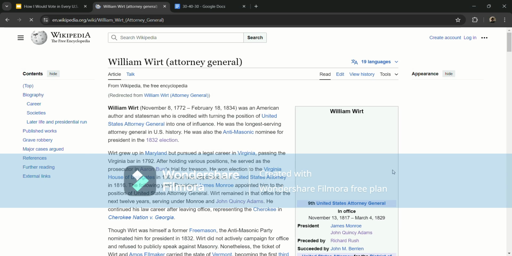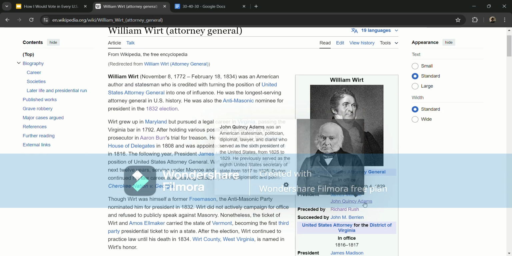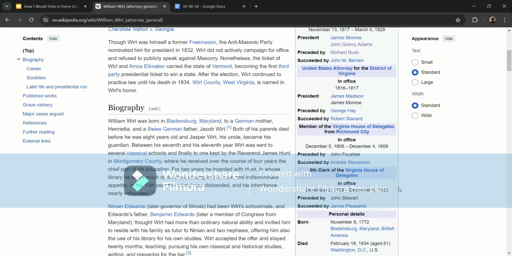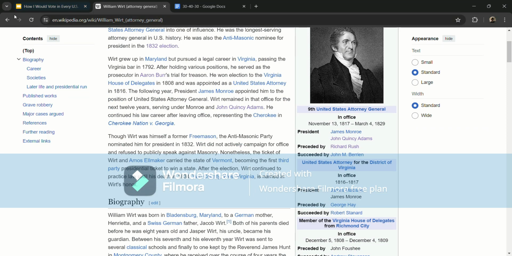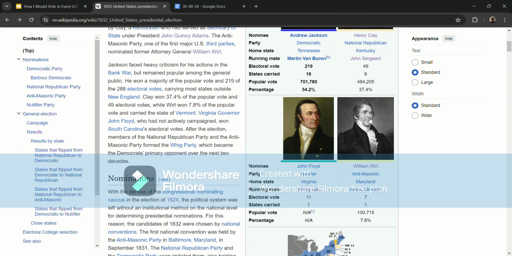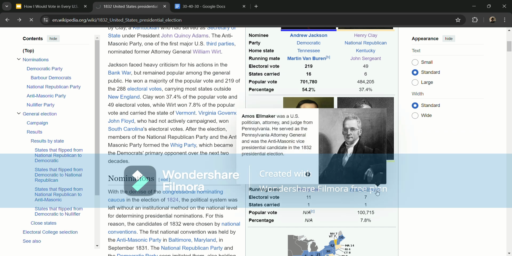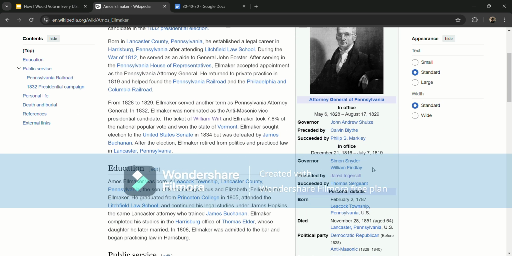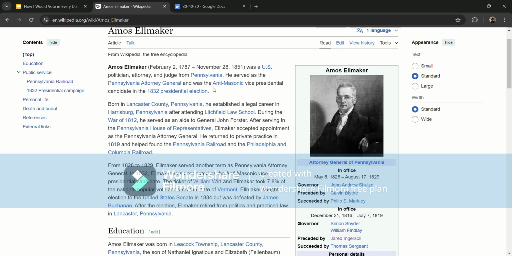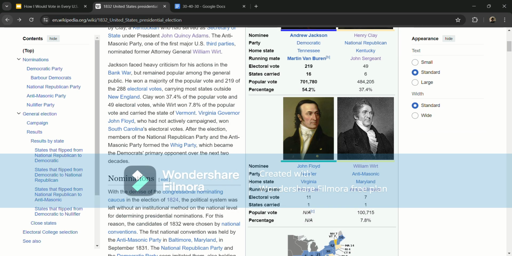So again, like I said, he was the Attorney General under James Monroe and John Quincy Adams. A lot of good experience there when it comes to judicial stuff, so he would definitely know law and order. That's good. His running mate is Amos Ellmaker, who I don't know much about. Attorney General of Pennsylvania. Pretty much a nobody, again. Kind of similar to Jared Ingersoll from 1812. Definitely not someone I would have been particularly inspired by. Amos Ellmaker would have been.